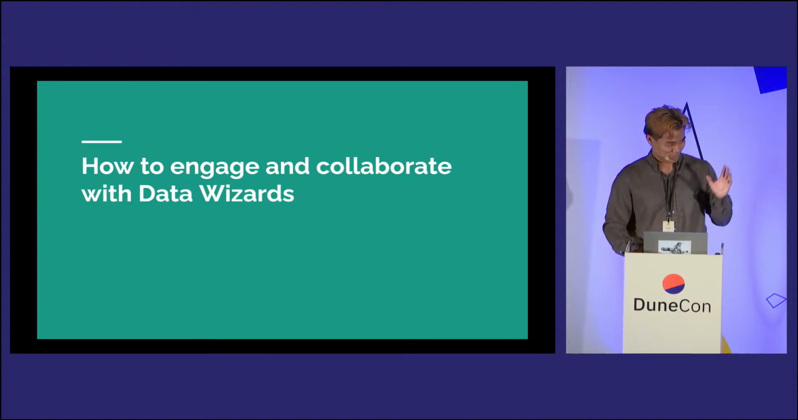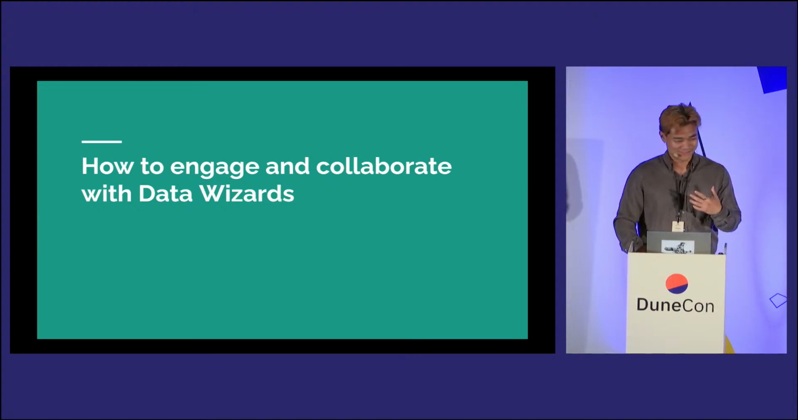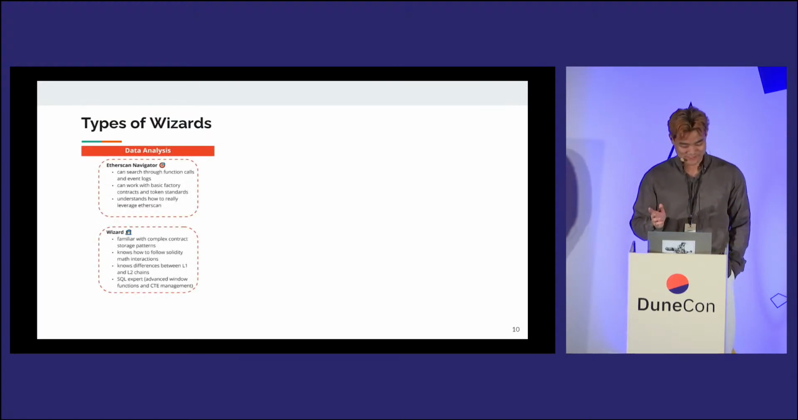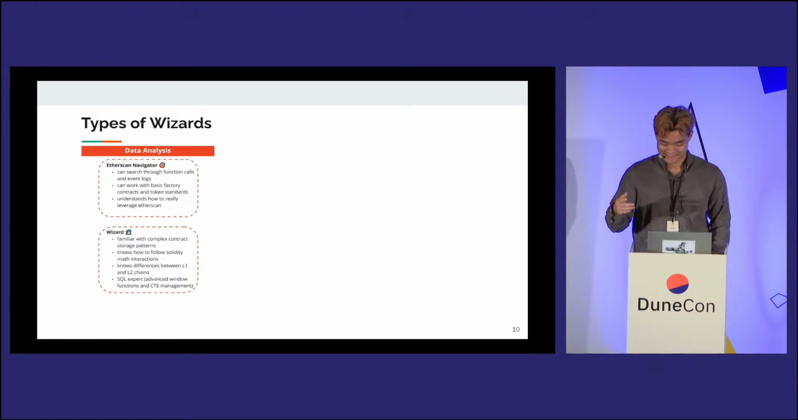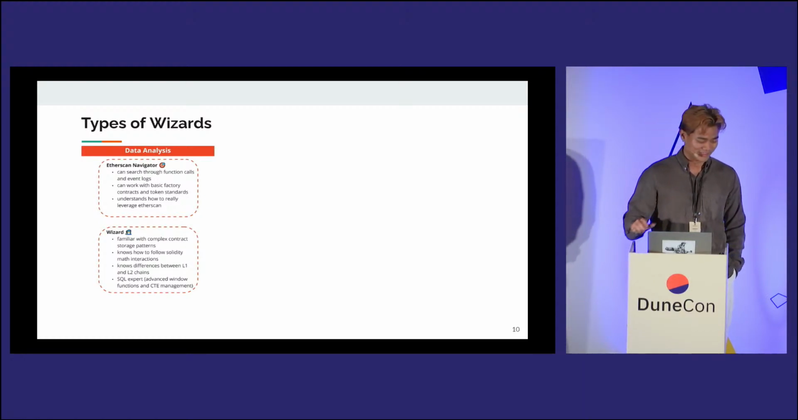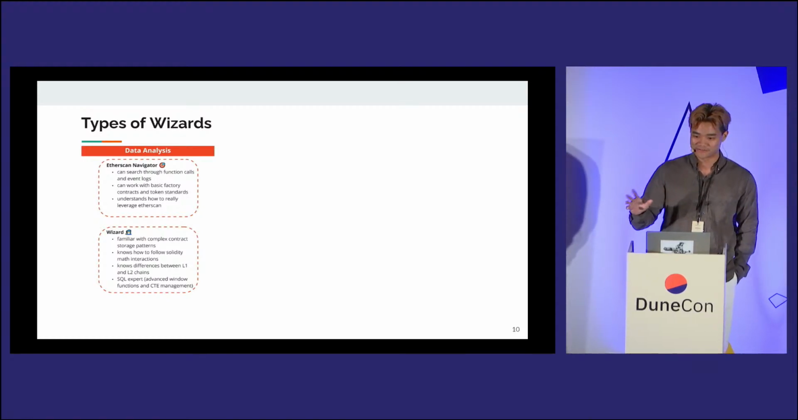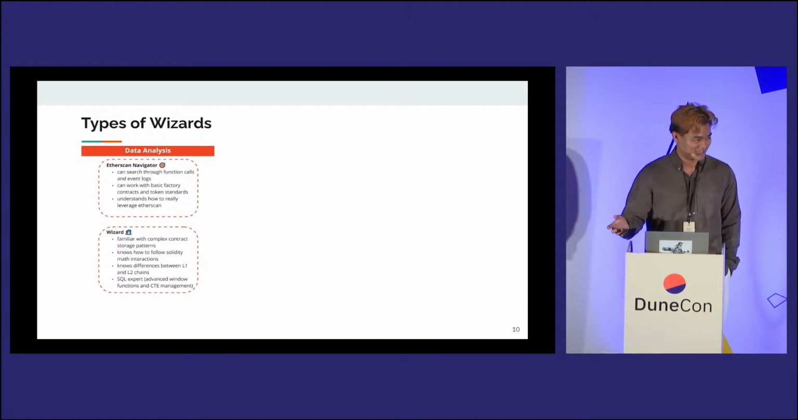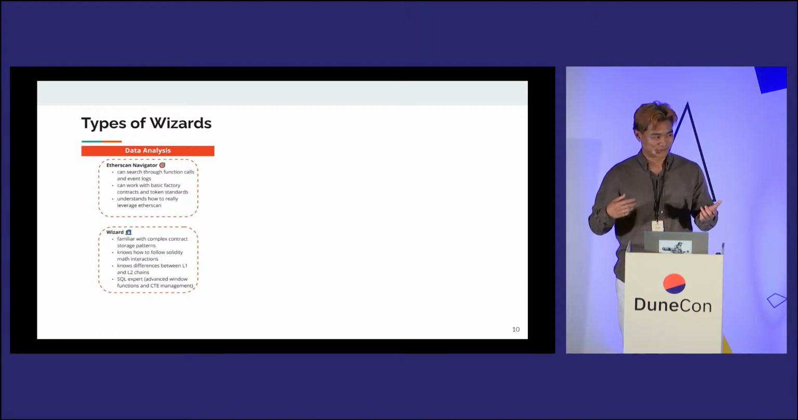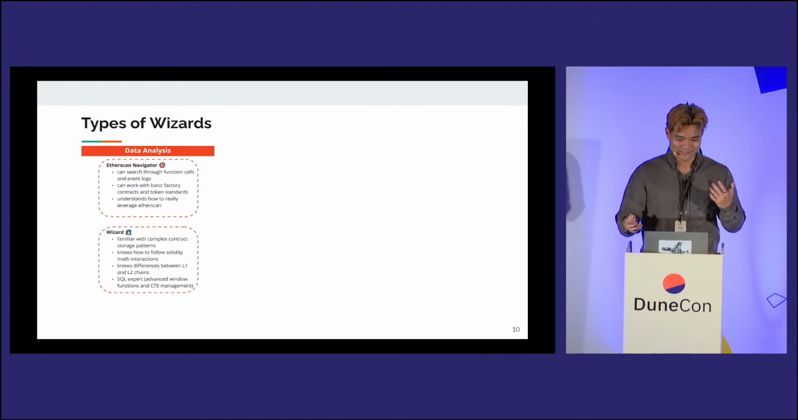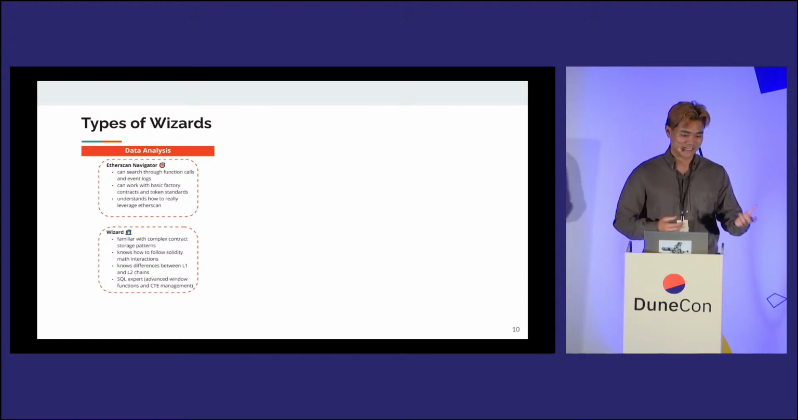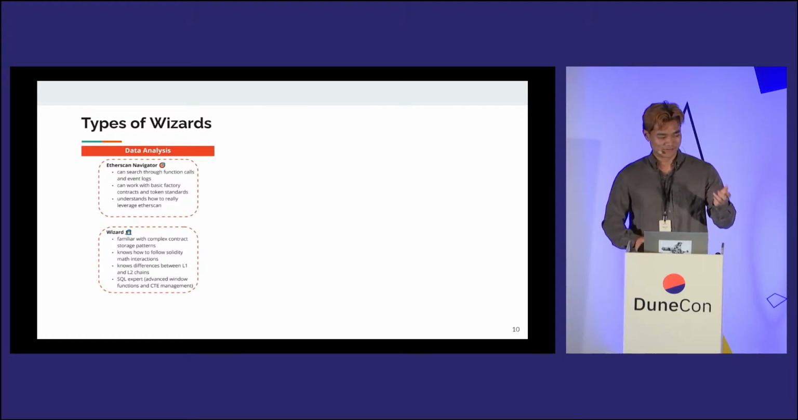Next, I'm going to cover what kinds of wizards there are and how you can try to engage and collaborate with them. So for types of wizards, let's start with data analysts. I think you typically have Etherscan navigators, people who know how to filter events and functions. They should be fairly familiar with Etherscan in general. I like to think of this category more as business development and business analysts who have an understanding of the protocol. They're going about their day-to-day, and they just need to check things on chain once in a while.